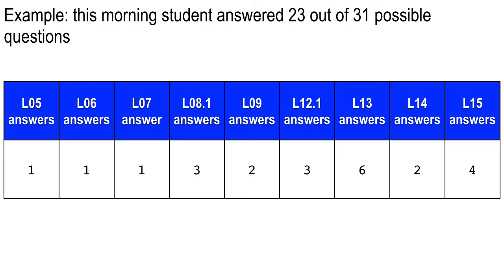Lecture 5, 1. Lecture 6, 1. Lecture 7, 1. Lecture 8.1, 3. Lecture 9, 2. Lecture 12, 3. Lecture 13, 6. Lecture 14, 2. Lecture 15, 4. All right, and also the grades page will tell you out of how many. Say your score out of, so like for lecture 15 here, L15, that's 4 out of 7, and you'll be able to see that on the page.